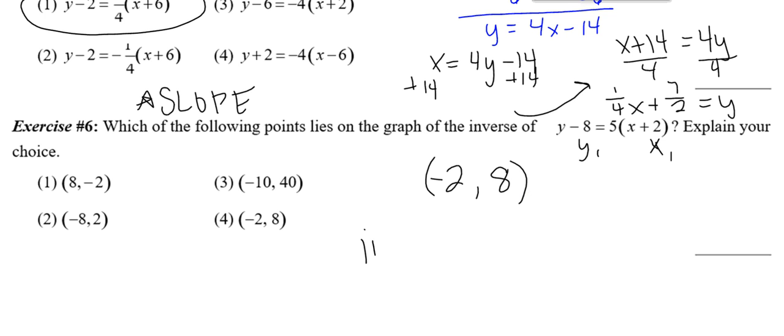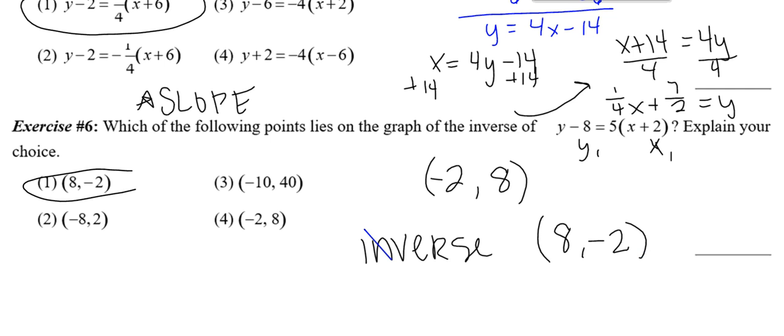If I want the inverse, I'm simply just switching them. So it becomes 8, negative 2, which is 1.